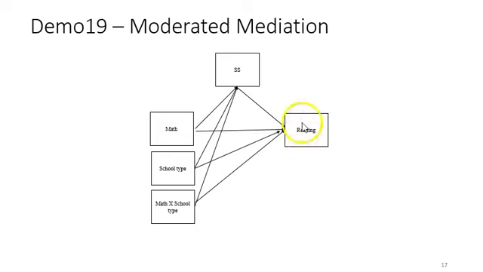So we are predicting reading scores using math scores. We have a hypothesis that part of that will be mediated by the effect of social studies scores. But then we are also going to look at school type, where school type is this public-private dichotomous variable. And so we're looking at the moderation of this effect. So the mediation is being moderated by this interaction between math and school type.